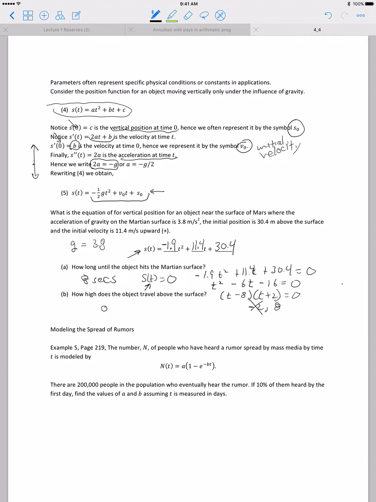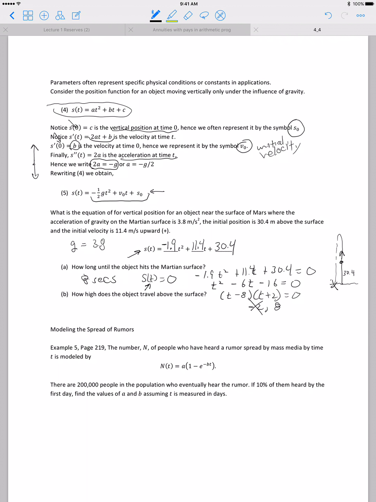So what did it do? Let's see, it started up here at 30.4. Here's the surface. Started right here. It was headed that direction. It went up and came back down and took 8 seconds to hit the surface. Okay, let me erase this. Sorry about that.